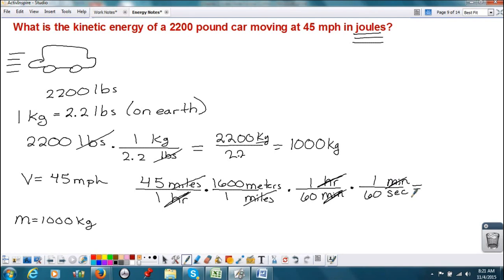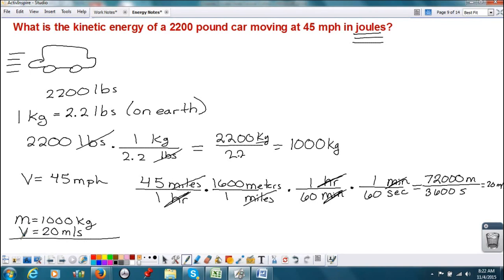Go ahead and multiply across the top. 45 times 1,600 is 72,000. And the only units up here are meters. Over 60 times 60 is 3,600, and the only units left in the bottom are seconds. Go ahead, divide there. We're going to get 20 meters per second. So we've got our mass of 1,000 kilograms. We've got our speed of 20 meters per second. So we've got our picture and our givens here.